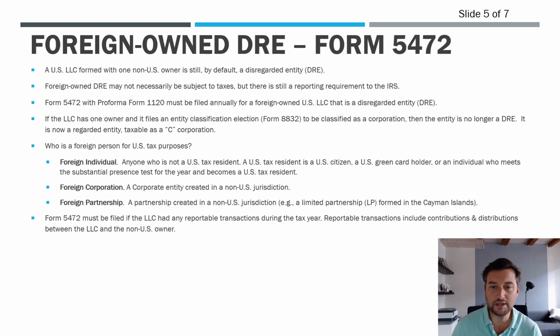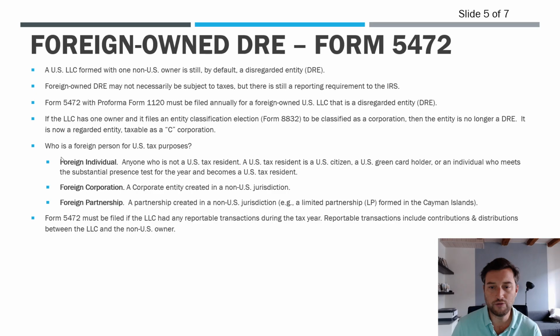Now, if that LLC has one owner and it files an entity classification election for that C Corp status, well, now the reporting requirements change a little bit. You no longer have a foreign-owned DRE. You have a foreign-owned C Corporation. So the C Corporation files the 1120. There might be a 5472 included with the 1120 to disclose the foreign shareholder and any reportable transactions. But it no longer requires that 5472 with a pro forma 1120. Now you're doing an actual 1120, and then all the other reporting requirements that come along with it.